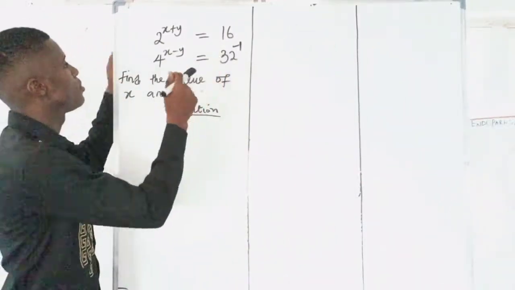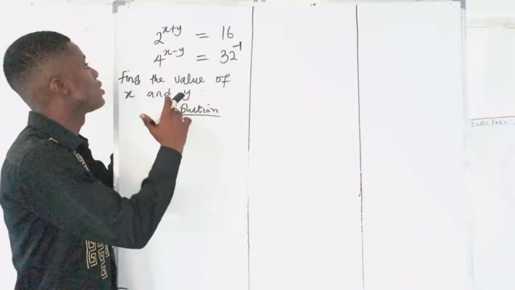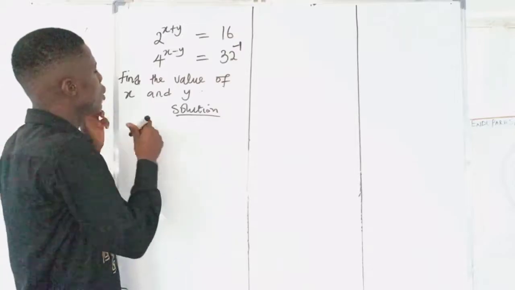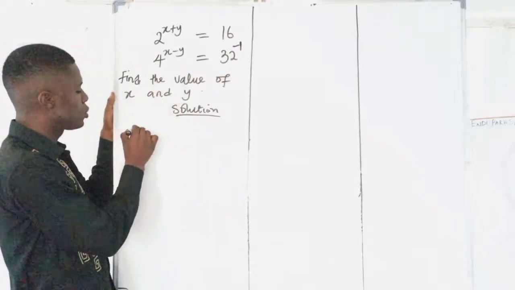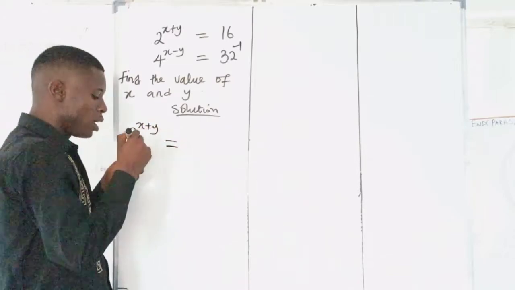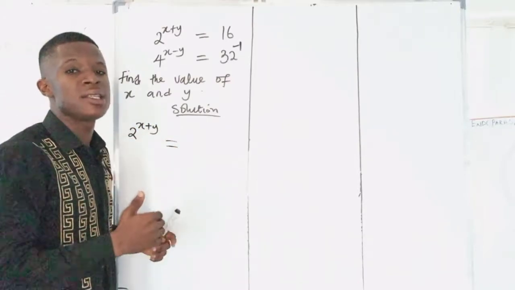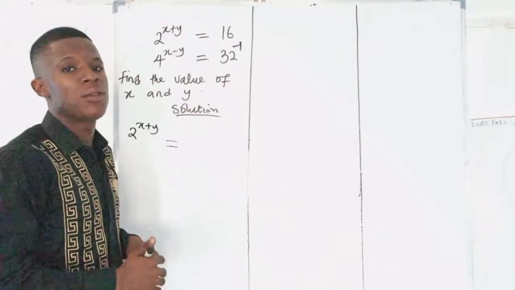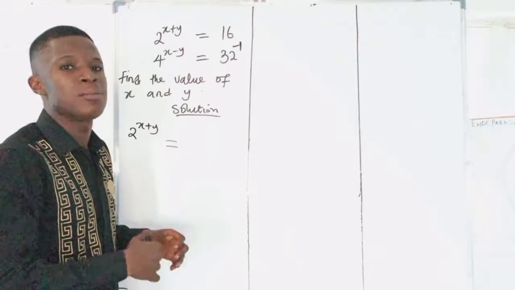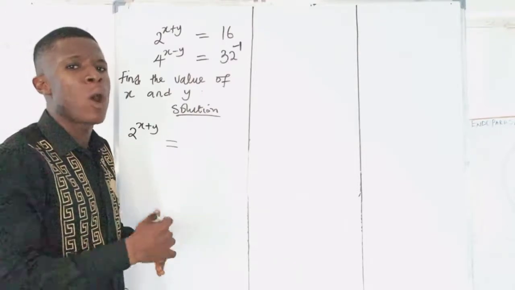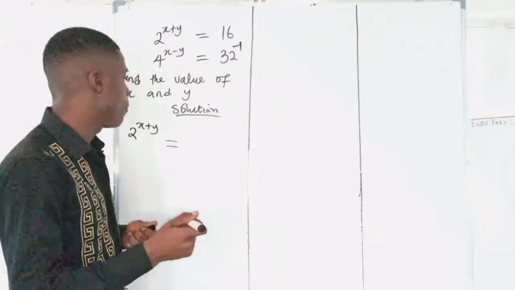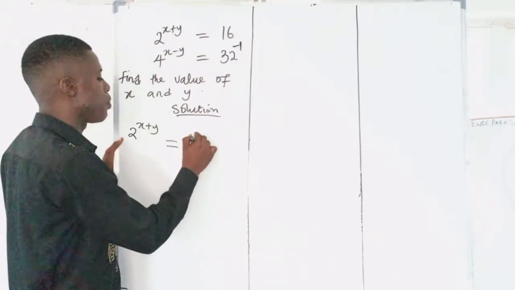If you observe this question very well, you will see that this is still concerned with indices. So let's solve. The first one, they said 2 raised to the power of x plus y is equal to 16. You can see that 16 is a multiple of 2. That's 2 times 2 times 2 times 2, which is 2 raised to the power of 4. So I have to replace my 16 with 2 raised to the power of 4.